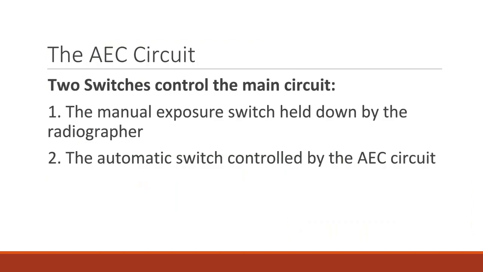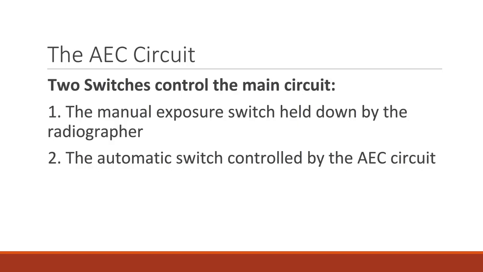There are two switches that control the main circuit: the manual exposure switch held down by the radiographer, and the automatic switch controlled by the AEC circuit. Now, just to be clear, the AEC does not actually time anything. It simply stores or counts up accumulated electrical charge until a preset amount is reached. It is when this amount of charge is reached that the exposure is shut off. Therefore, the actual time that the AEC exposure lasts is ultimately determined by the rate of exposure reaching the detector cells underneath the patient.